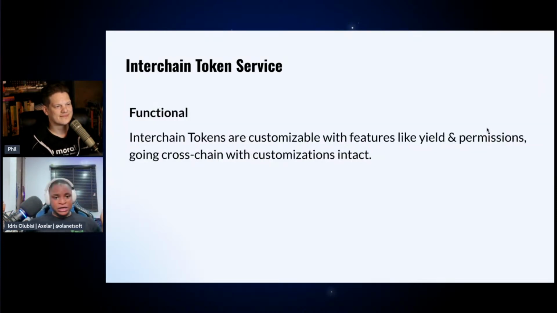And then finally, it's functional. Interchain tokens are customizable. That's the interesting part. If you have many custom features that are unique to your product or project, then going cross-chain, you should be guaranteed that all of these customizations are intact. So if you deploy your token on chain A and then leverage Interchain Token Service to deploy that same token across different blockchains, you can rest assured that all of your features remain with that token across all of the chains. Interesting, right?